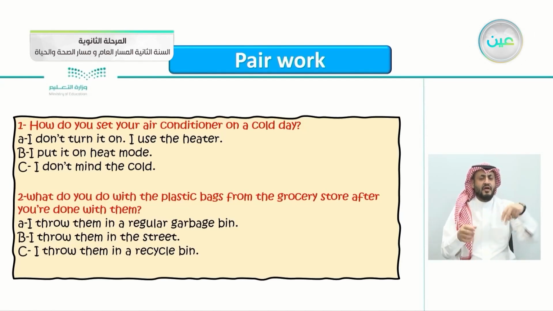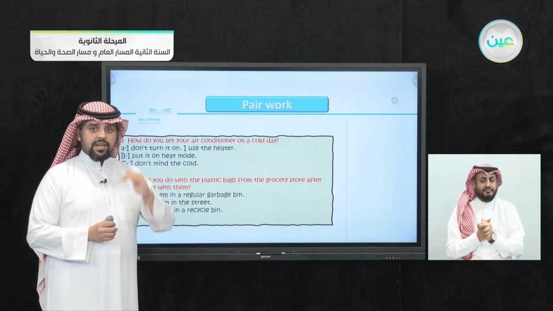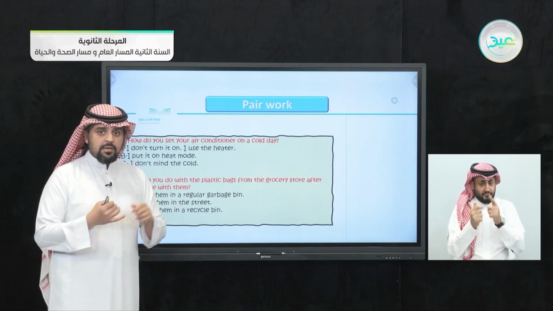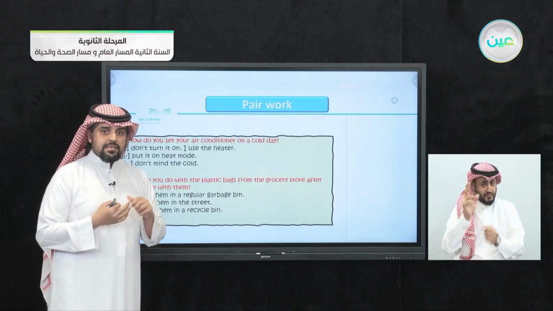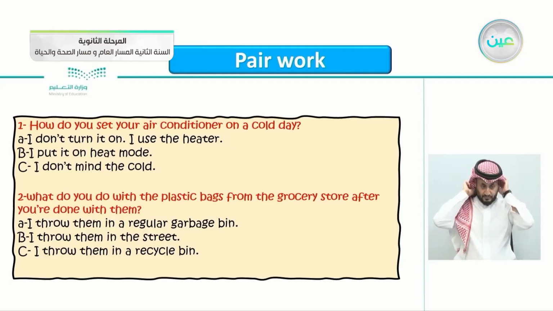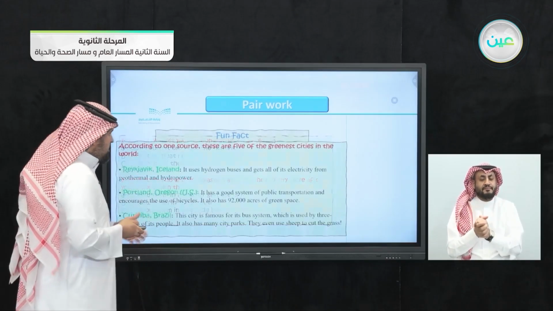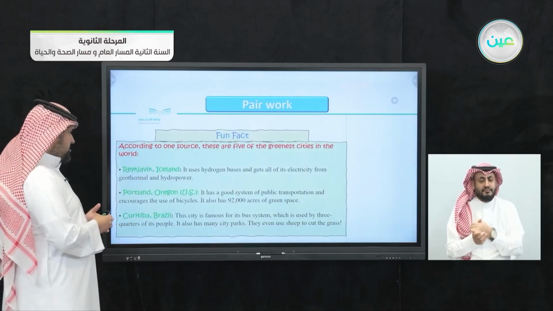Try to come up with 3 more. Each question, just like these, has 3 multiple answers. The closer you go to the C, the higher your points are. So A is 1 point, B is 2 points, C is 3 points. So other than these 2, try to write 3 more questions and ask your classmates just to check how green is your class.